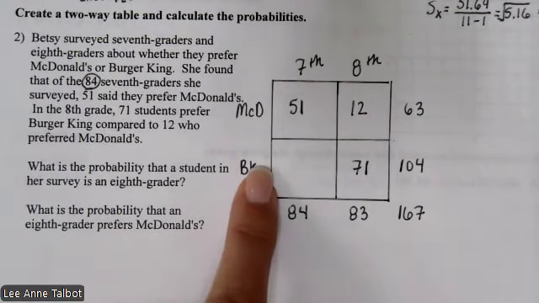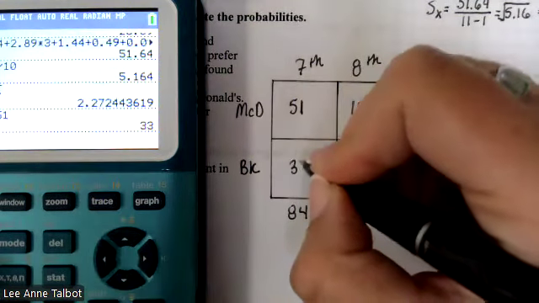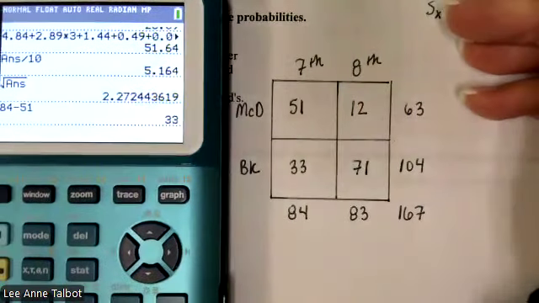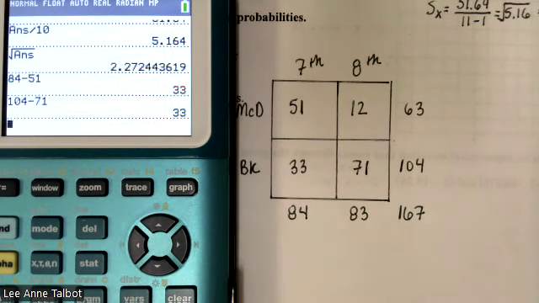And then there's multiple ways I can get this box. I'm gonna go 84 minus 51. But then, because I'm a thorough human being, I'm gonna go 104 minus 71 just to check my work. Yep, checks out.